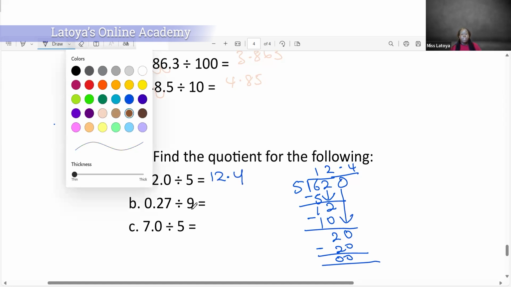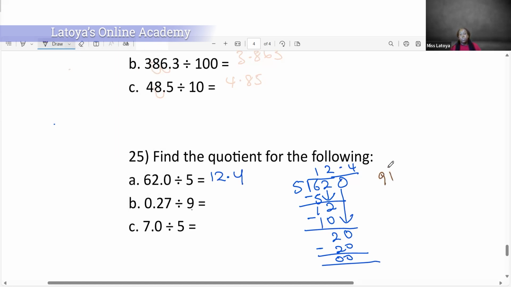This one, we don't have a decimal point in the divisor, so we can divide. 9 into 0.27. 9 into 0 is 0. 9 into 2 is 0. Then 9 into 27 is 3. 9 threes are 27. So our answer is 0.03.